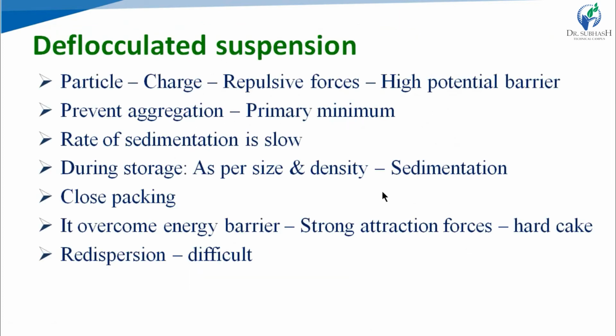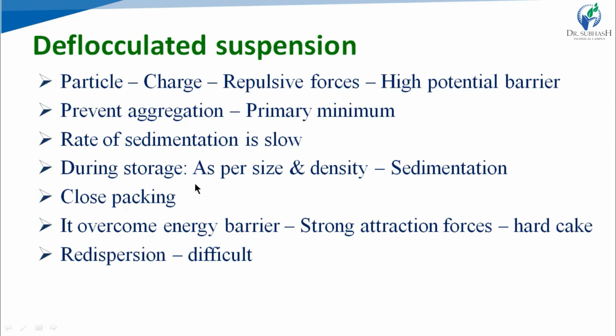First one, deflocculated suspension. In the deflocculated system, the particles possess some charge. That means some charge will be present on the particle. Due to the presence of the charge, there will be repulsive forces between the particles. These forces create a high potential barrier, and due to this high potential barrier, the aggregation is prevented, and this is denoted by the primary minimum in the deflocculated system.